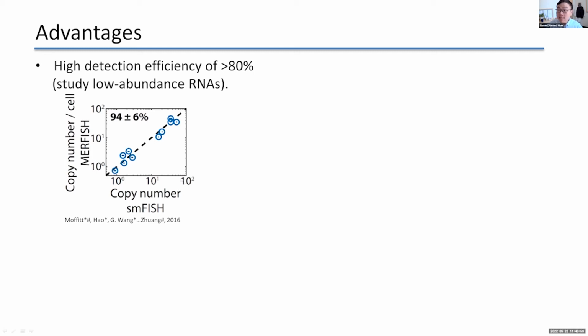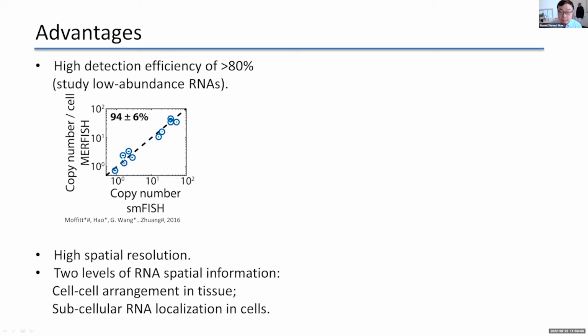So for the RNA species that appears, on average, 100 copies per cell, you will be able to detect 94 copies per cell. And for the RNA species that on average appears only 1 copy per cell, in 94% of the cases, you can see 1 copy per cell. It's a very high detection efficiency overall. And then it also has very high spatial resolution, right?